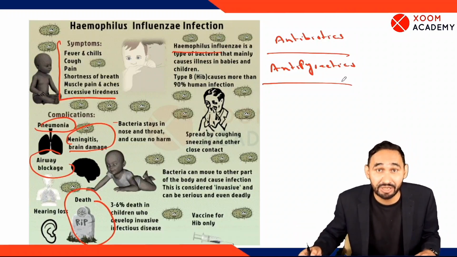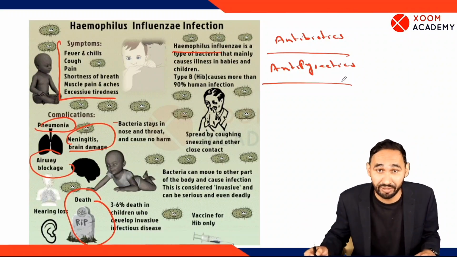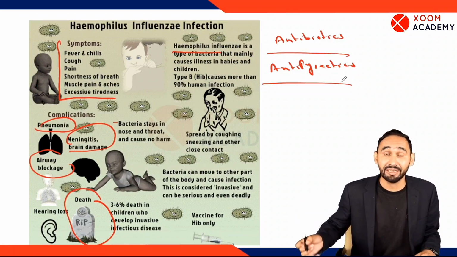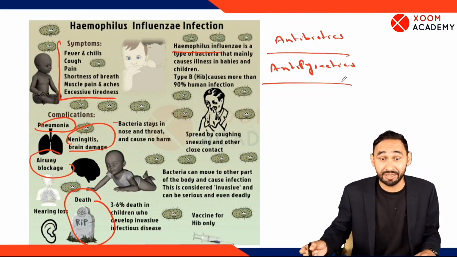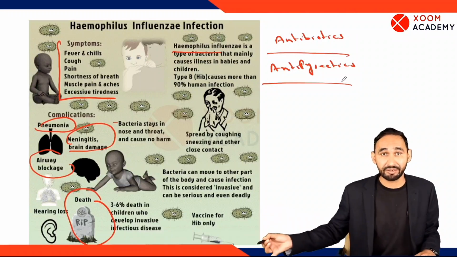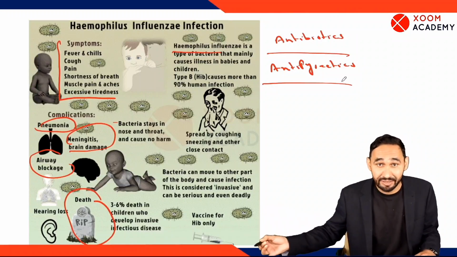We have to protect our children. We have to protect our older ones. We have to protect our immunocompromised people. So we can control influenza. It's a preventable disease. It's a treatable disease. We can limit the spread. We can use masks. We can isolate them.